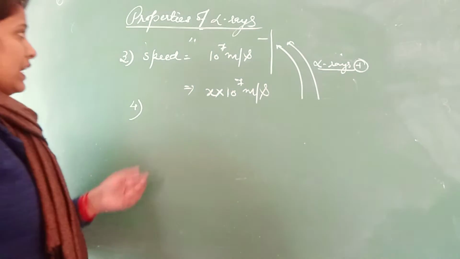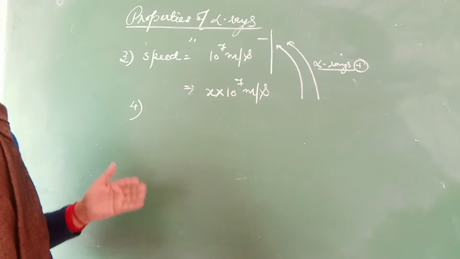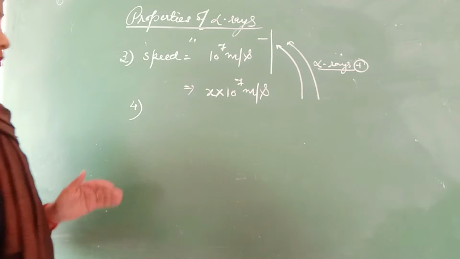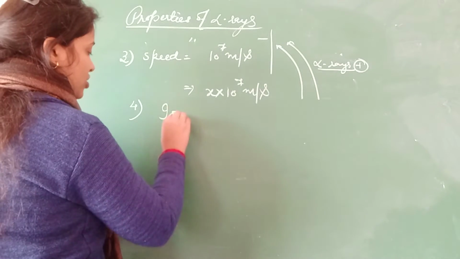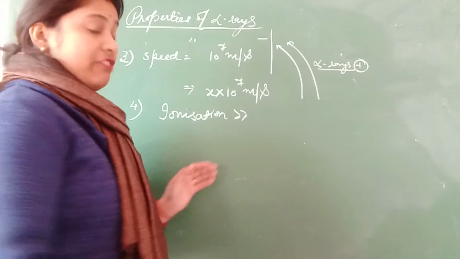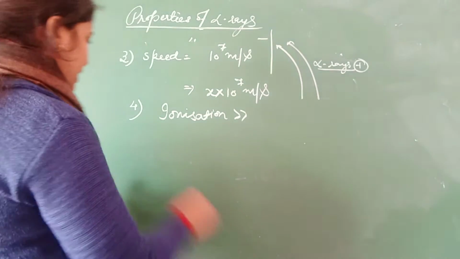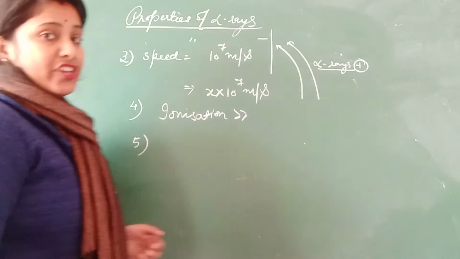So basically the ionization energy of alpha particle is very large. Okay, so ionization energy of alpha particle is very large. In fact, it is more than beta and gamma particle also. The next is related to penetration power.